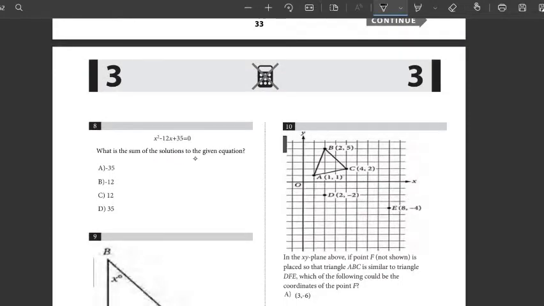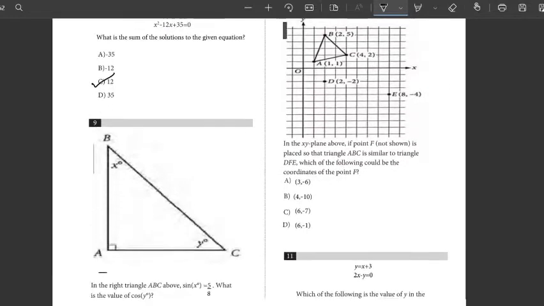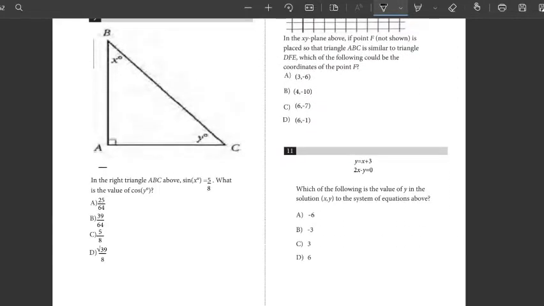What is the sum of solutions to the given equation? Okay, sum of solutions has a formula. It's minus b by a, which over here would be minus of minus 12, which is 12. 8 is C. If sine x is 5 by 8, so opposite by hypotenuse is 5 by 8. What is the value of cos y? Also it's 5 by 8, adjacent by hypotenuse.